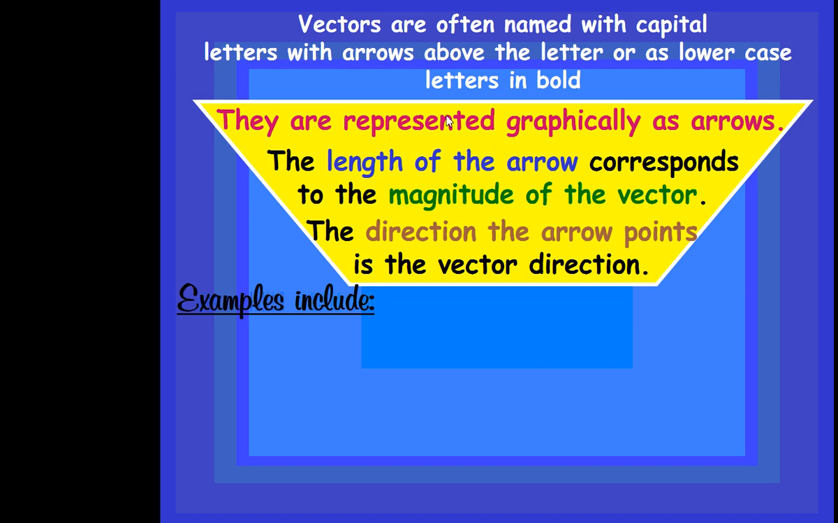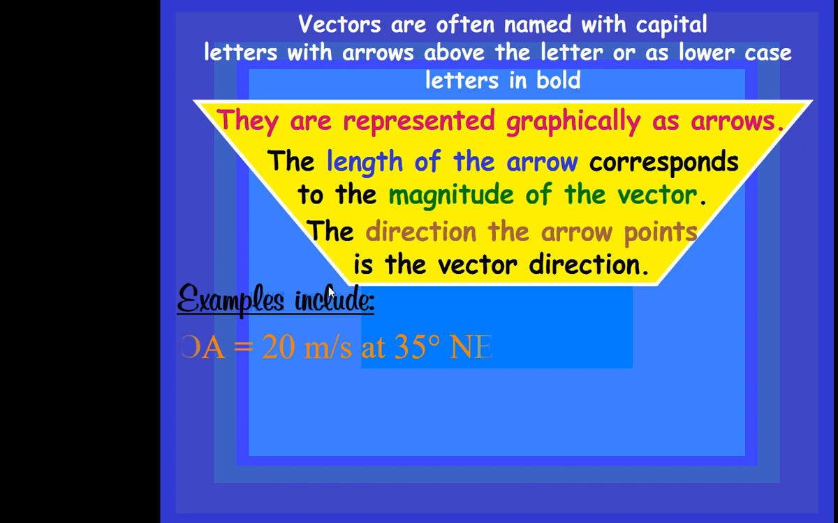They are represented graphically as arrows. The length of the arrow corresponds to the magnitude of the vector. So the longer the arrow, the bigger the magnitude of the vector. So if the vector represented velocity, and it's a longer arrow, then it's a greater velocity, and so on. The direction the arrow points is, of course, the vector direction.